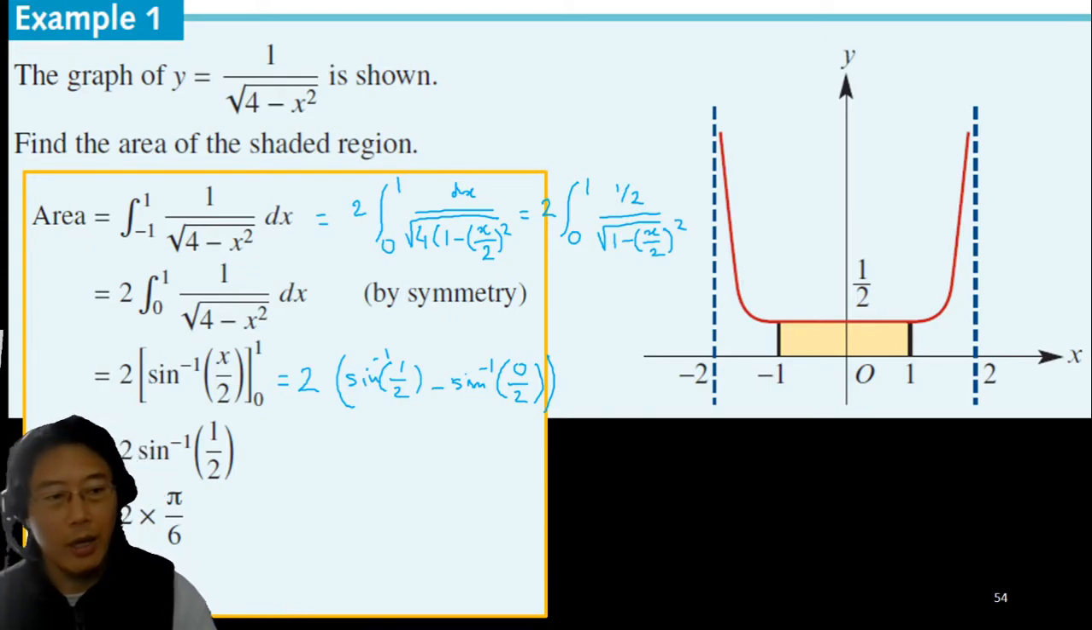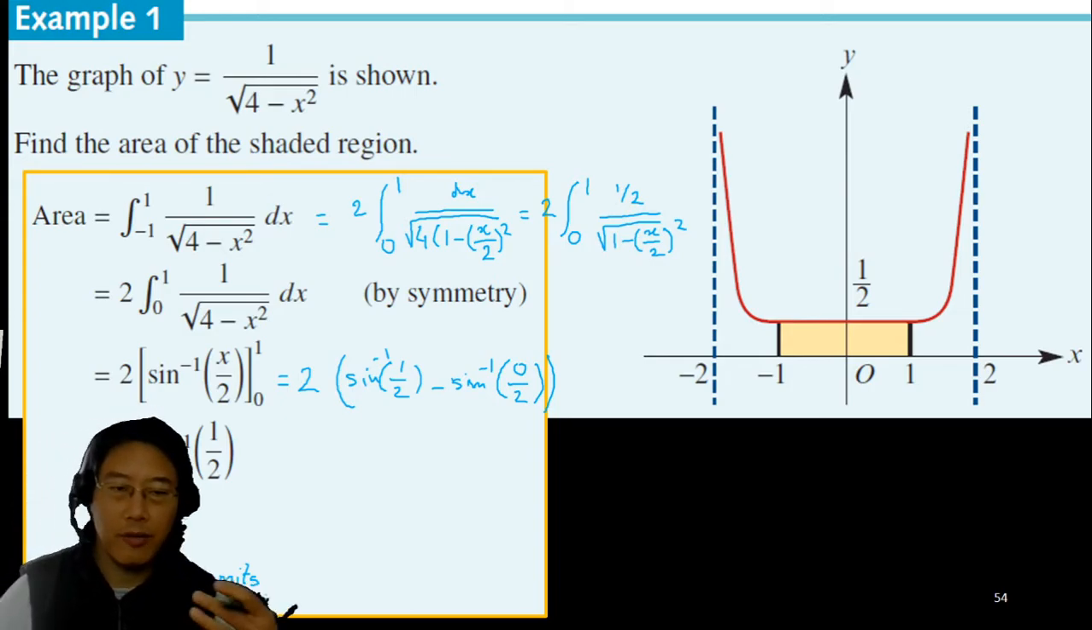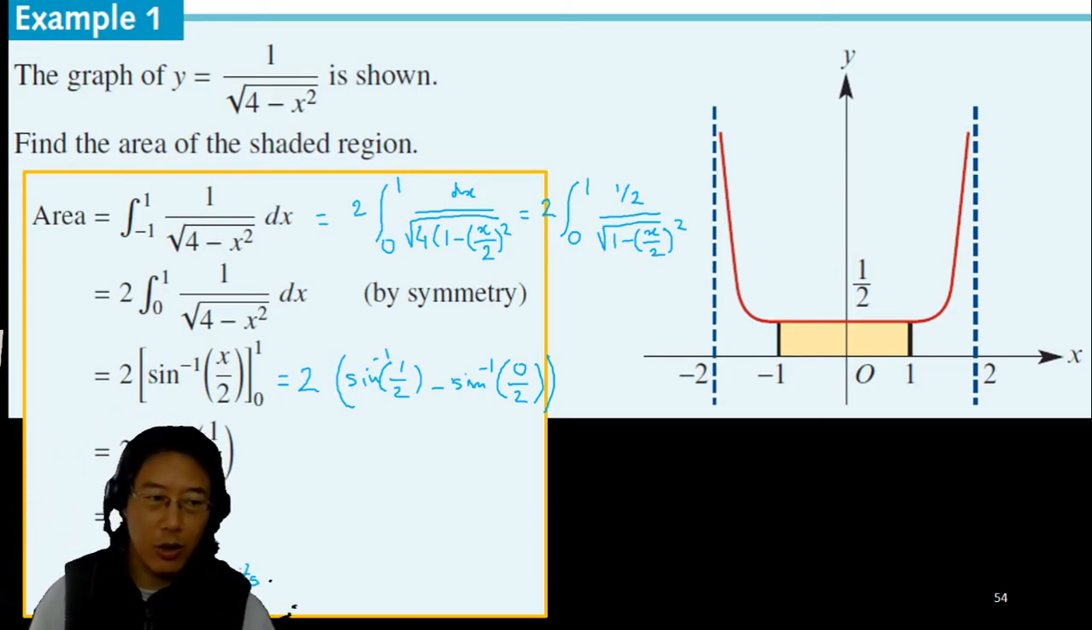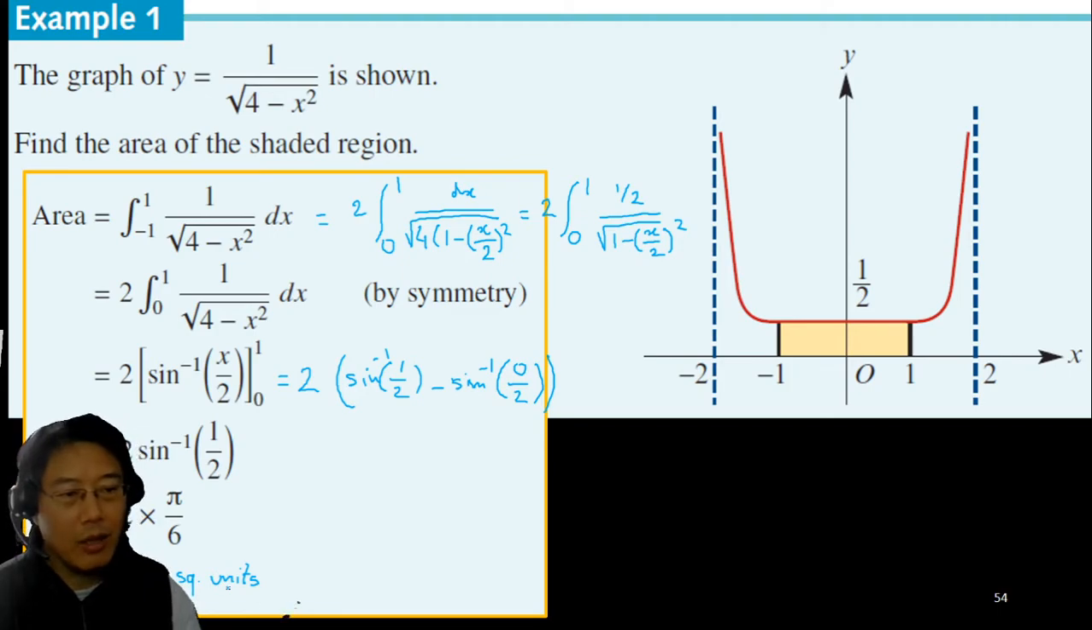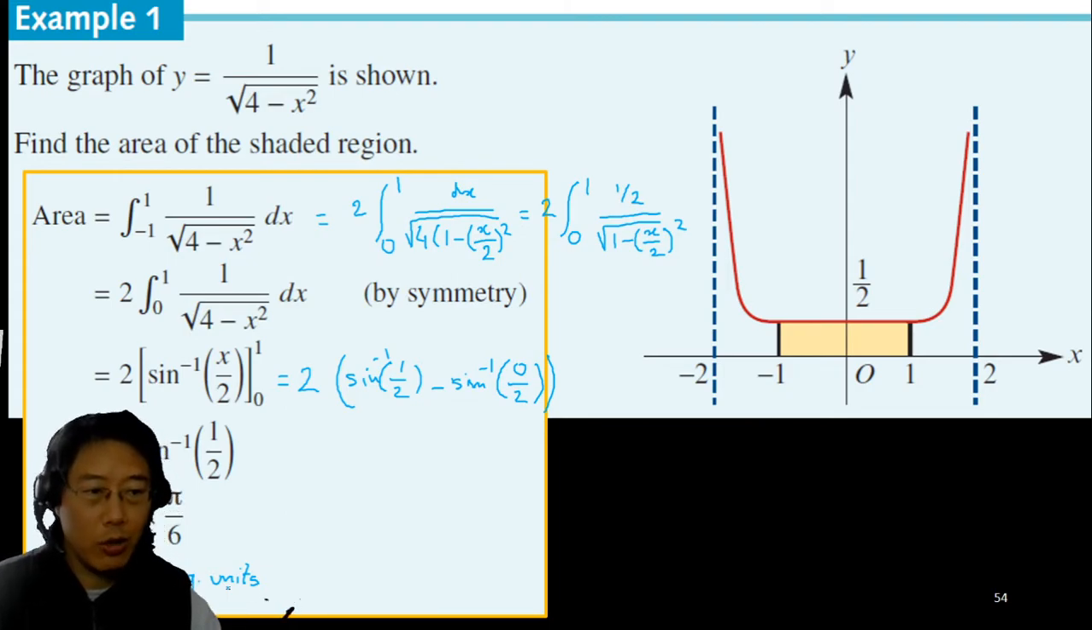That's your area. Something to add, if you were to do that on an exam paper, it's a good idea to always write square units. Even if it doesn't tell you the measurements in terms of distance, like meters or kilometers, by writing square units, you are aware that it is an area that you are calculating.